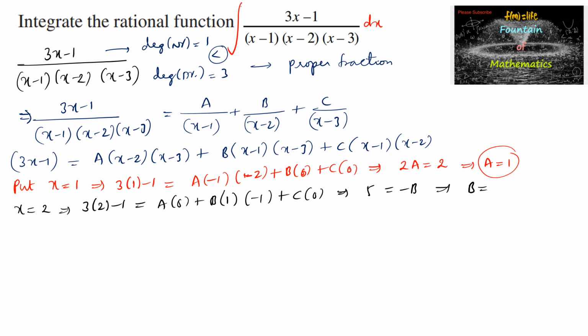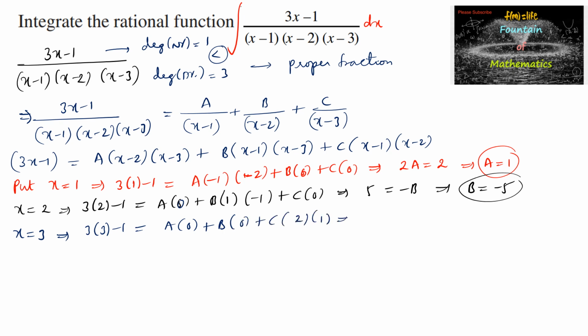So which implies b is equal to minus 5. And then again substituting, put x is equal to 3, you will get 3 times of 3 minus 1 is equal to a times 0 plus b times 0 plus c times 3 minus 1 is 2 and 3 minus 2 is 1. So which implies 2c is equal to 3 3s are 9 minus 1, 8. So c is equal to 4.